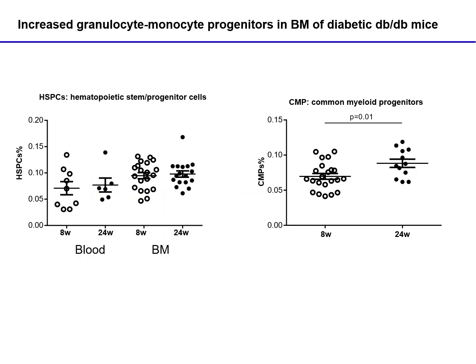By FACS analysis, the HSPC frequencies were comparable between the two groups, but the CMP, the common myeloid progenitor cell frequency, was higher in 24-week-old db/db mice.